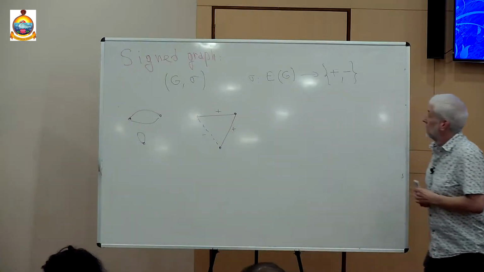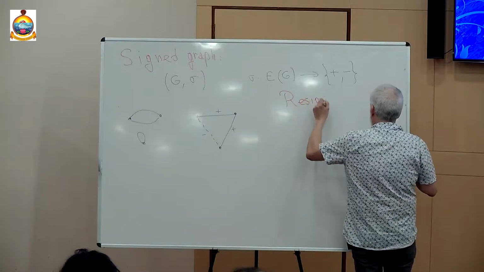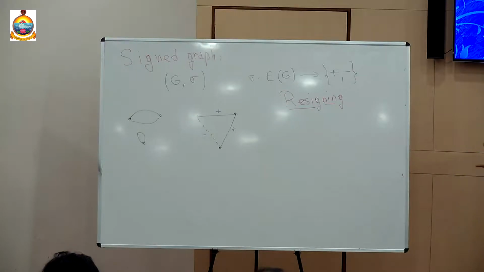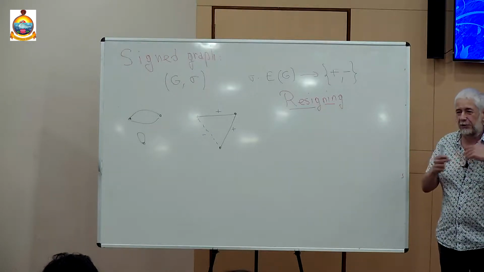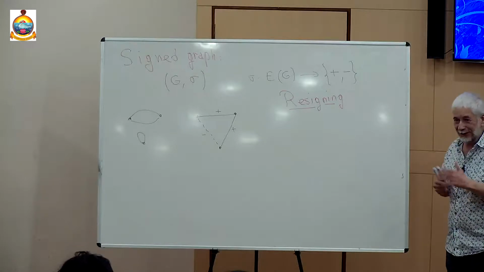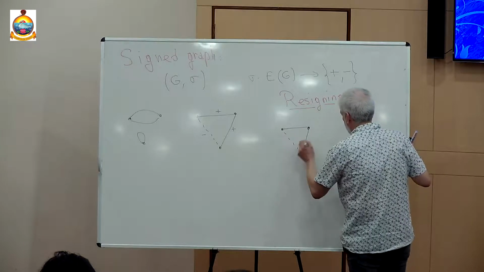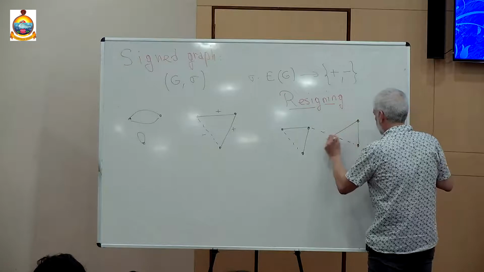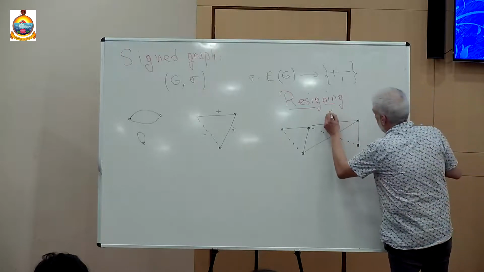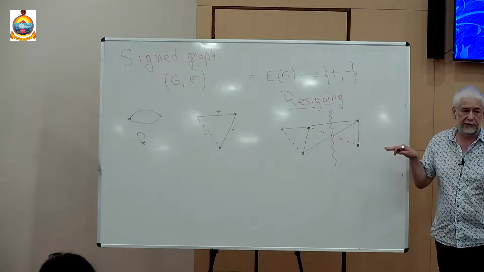So the next important notion is resigning. Chagnik already spoke also of resigning, switching, pushing, but this is not exactly the same definition. So the idea is the following. You take any graph, any signed graph indeed, for instance, this one. And you take a cut in this graph. So what is a cut? It is a set of edges. Here I have 3 edges, which separate the graph into 2 parts.